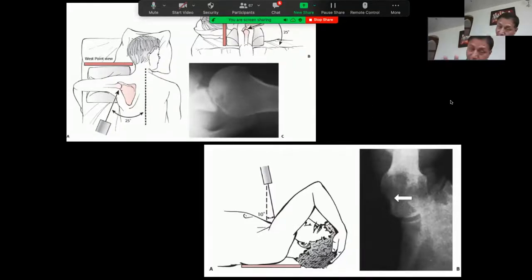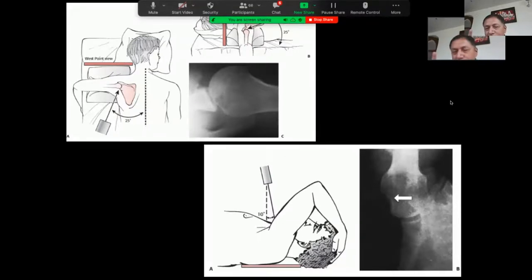Then, if the pain is less on palpation, the glenoid view, the simple AP glen oblique view, is quite important to see any injury or bone injury to the glenoid. So simple X-rays are very important, and we have to analyze them very carefully.